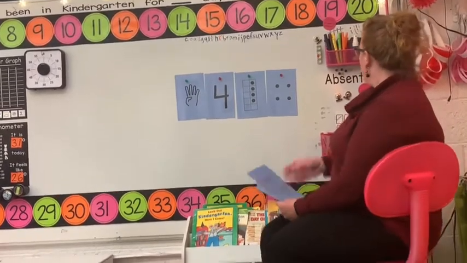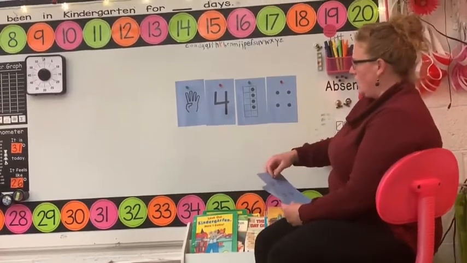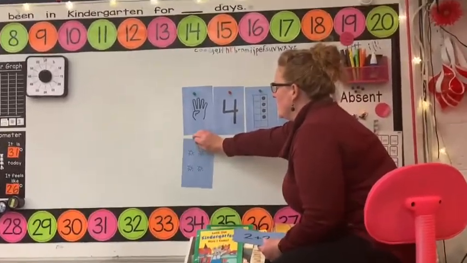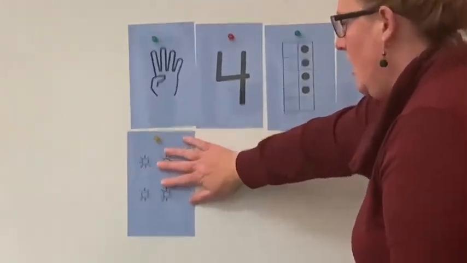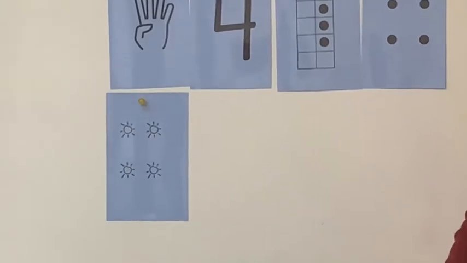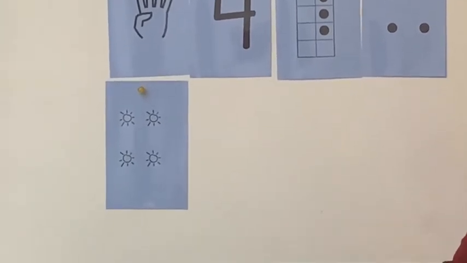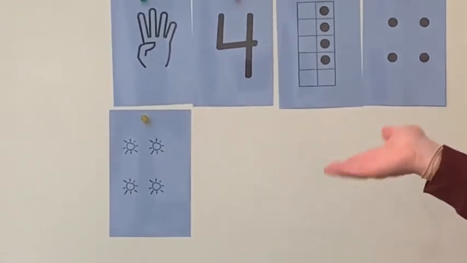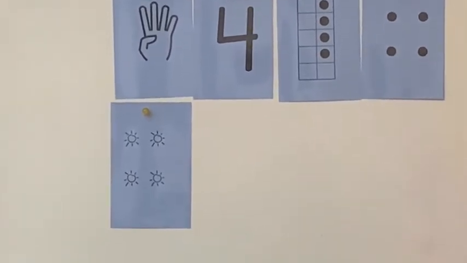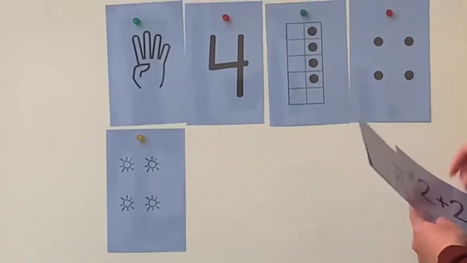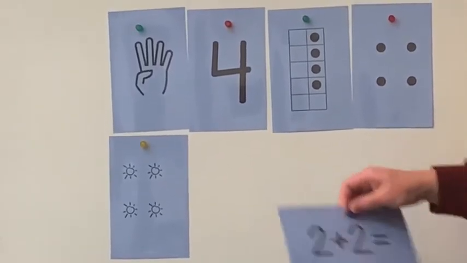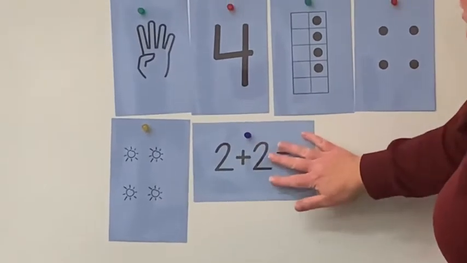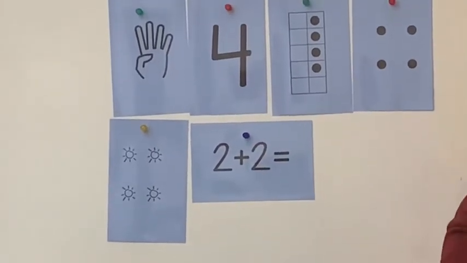We could also show the number 4 by drawing a picture of something. I chose to draw suns. It could be a picture of anything. We can also show the number 4 by making a problem. 2 plus 2.